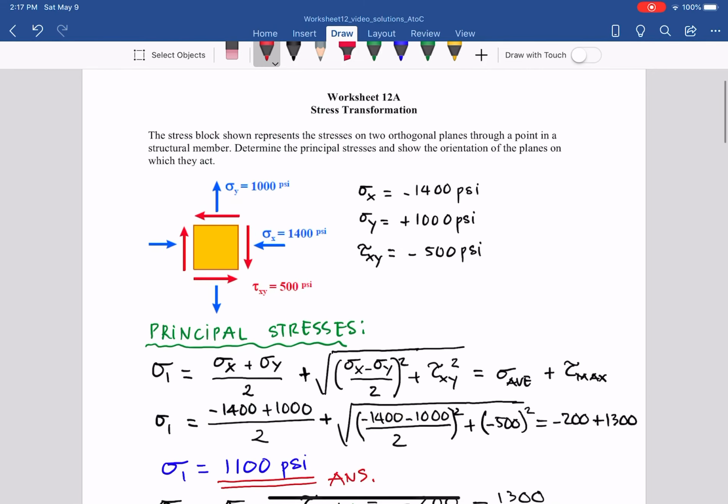The question also asks for the orientation of the planes on which they act.